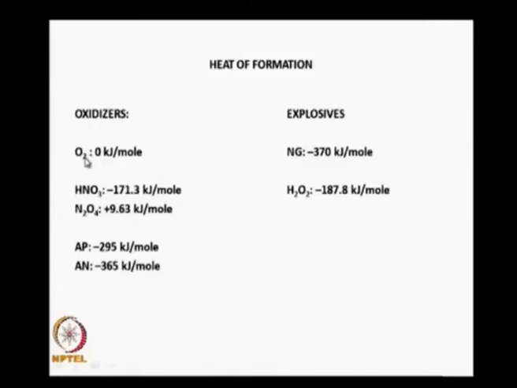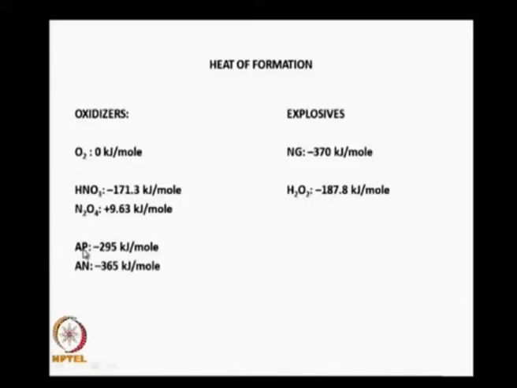Oxidizer could be oxygen. Oxygen is an element. At standard condition the heat of formation is 0. If I have nitric acid, well, it is an oxidizer, it's minus 171. If I remove H from it and make it into something like dinitrogen tetroxide, N2O4, which is again a volatile liquid, I get something like plus 9.63 kilojoule per mole.